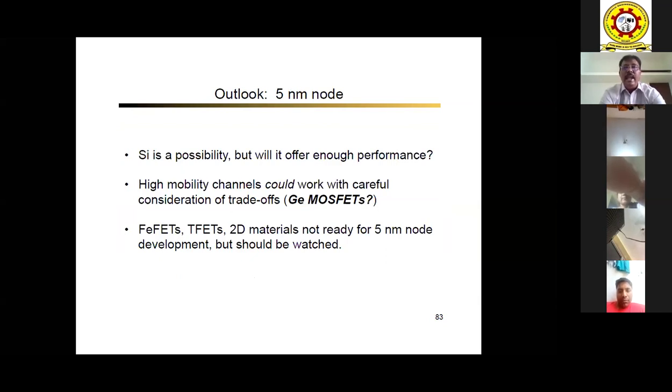And as I said, right now, the 5 nanometer node implemented by Samsung and TSMC is actually using FinFET and GAA, gate all around, and using SOI technology. That is a combination of these three models. High mobility channels could work with careful consideration of trade-offs. Germanium MOSFETs, maybe ferroelectric FETs, and TFETs and 2D materials are not ready for 5 nanometer node development, but should be watched.